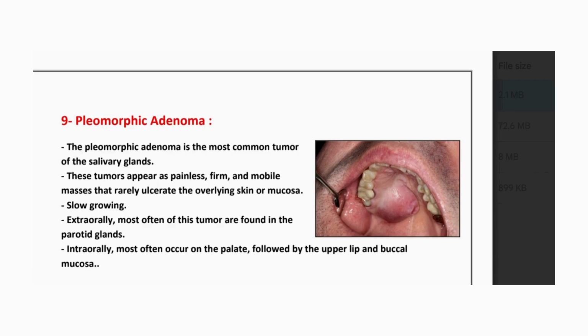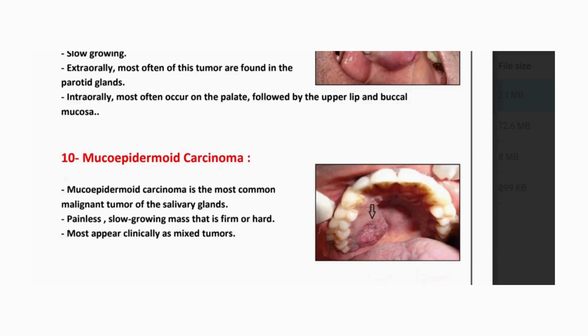Questions, again, may be direct, or they may give you a scenario, and then you will have to join all these puzzle pieces to reach the diagnosis. So next one we'll be talking about is mucoepidermoid carcinoma. Mucoepidermoid carcinoma is the most common malignant tumor of salivary gland. You should know this, it can come as a direct question. It's a painless, slow-growing mass that is firm and hard, and it appears clinically as a mixed tumor.